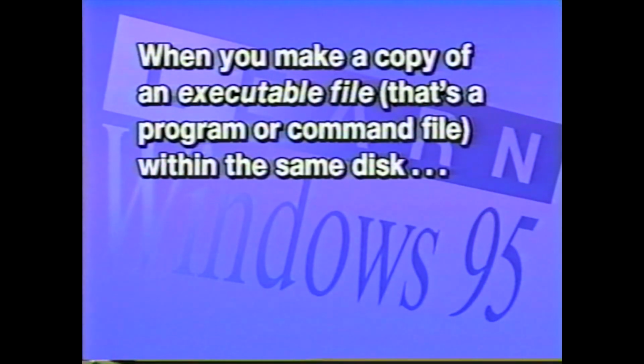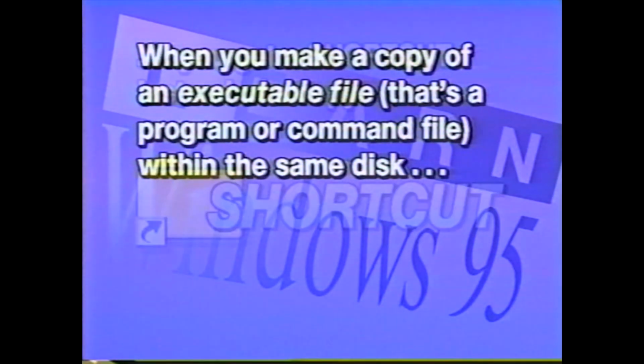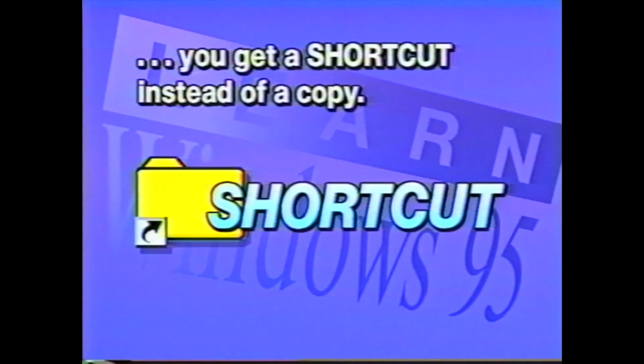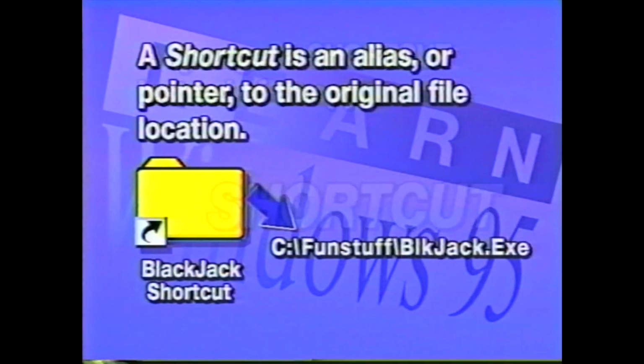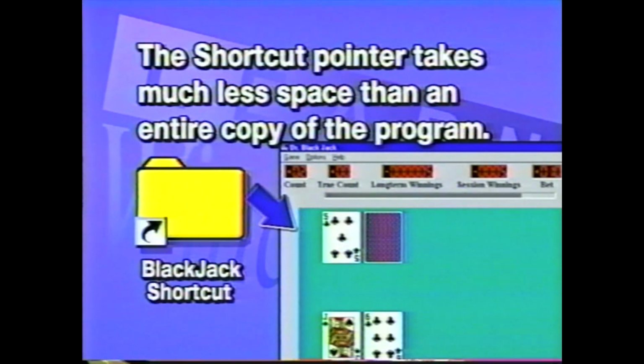When you make a copy of an executable file, that's a program or command file, Suzanne, within the same disk, you get a shortcut instead of a copy. A shortcut in Windows 95 is simply an alias, or a pointer to the original file location. The pointer is stored in the new location, but points to the program file's original hard disk location. The pointer takes much less space than an entire copy of the program, so the shortcut saves disk space.